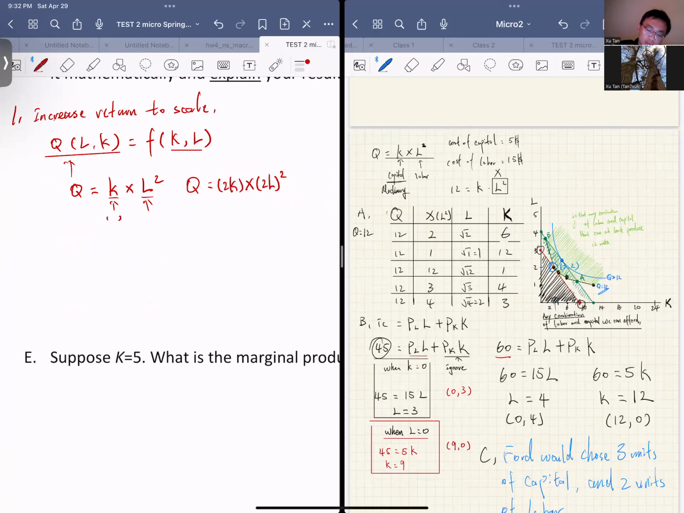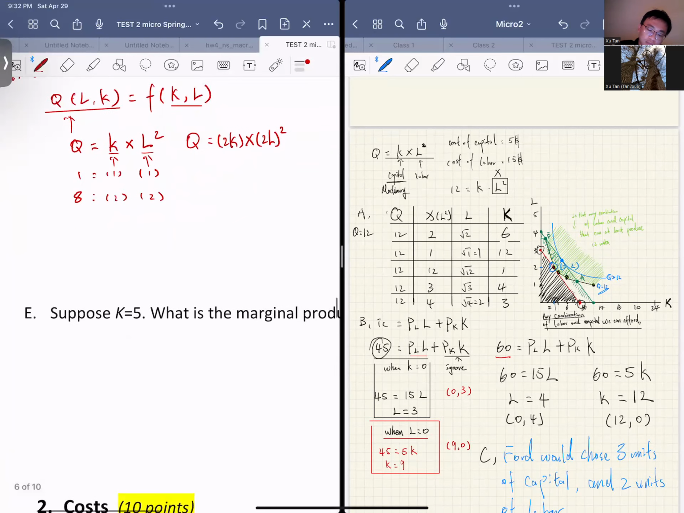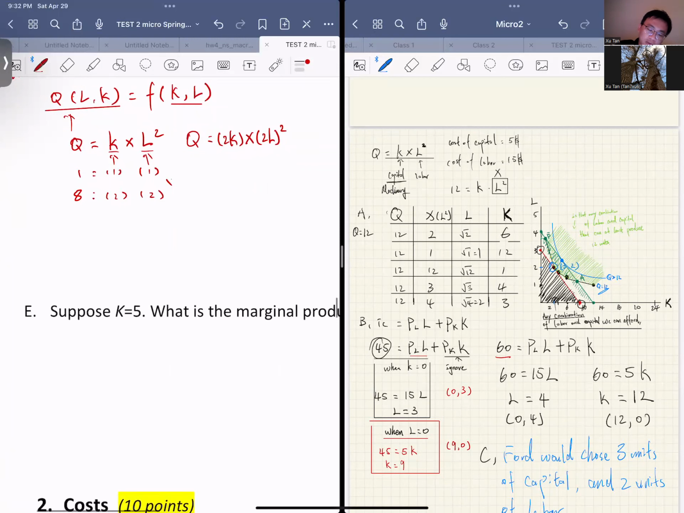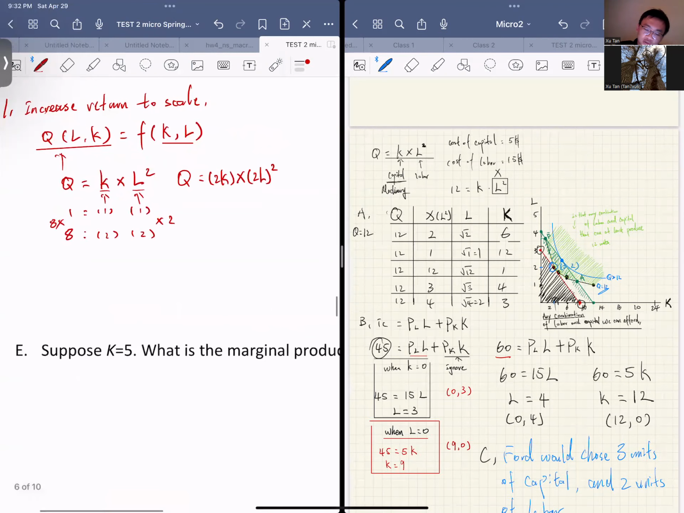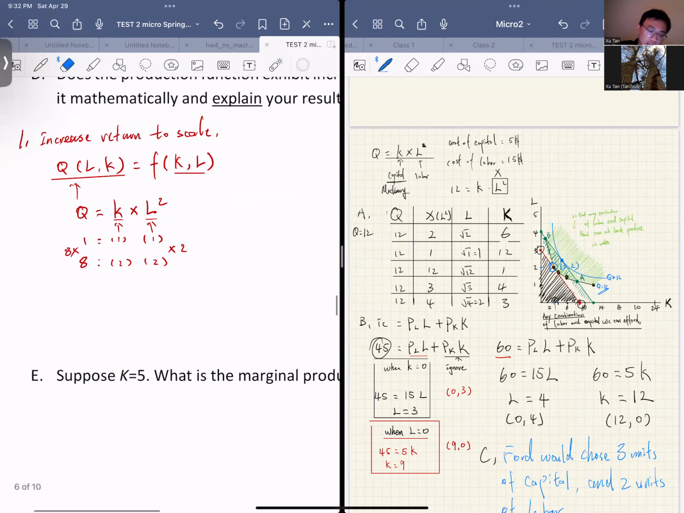So I have 1. 1 times 1 squared equals 1, right? If I double it, it would be 2 and 2, and 2 times 2 squared is 4. So 4 times 2, that's 8. So we double our input, but we get 8 times our output. So this function would be increasing returns to scale. Let me erase this so I don't confuse you.